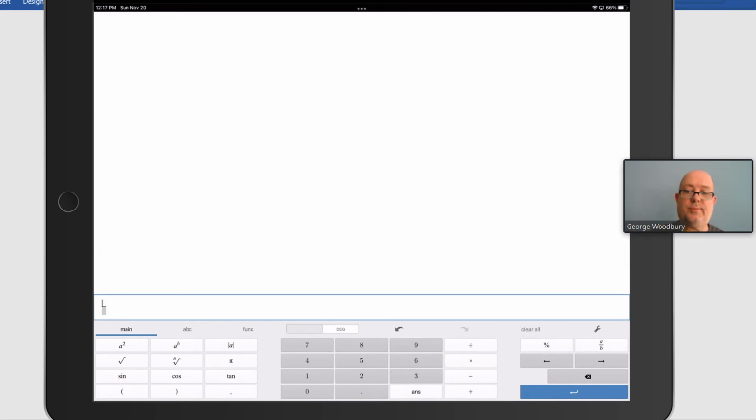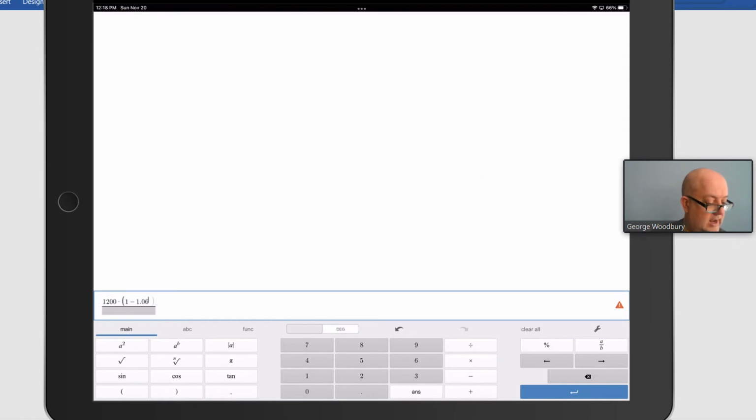We've got a fraction. In the numerator, we've got A1, 1,200, times, in parentheses, 1 minus 1.06 raised to the 8th power. In the denominator, we just have 1 minus 1.06. And there is our result, $11,876.96 rounded to the nearest cent.